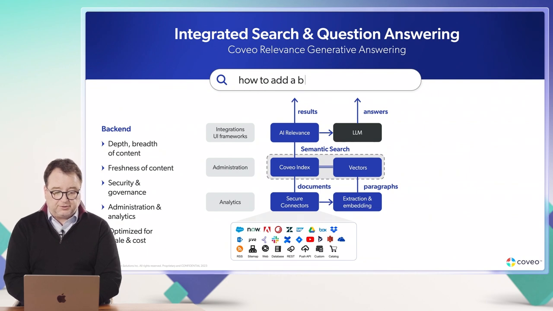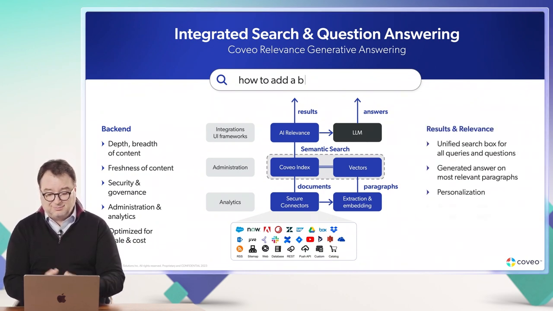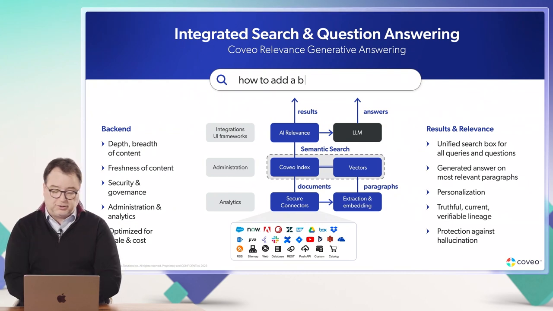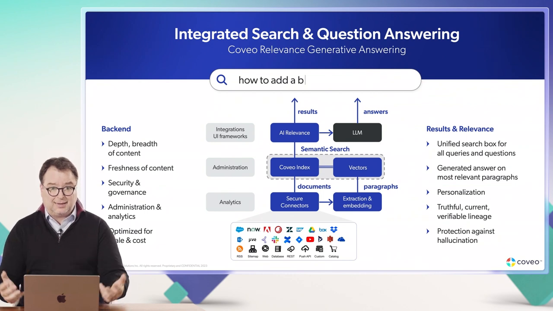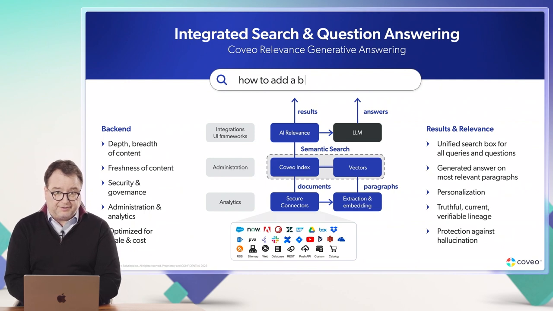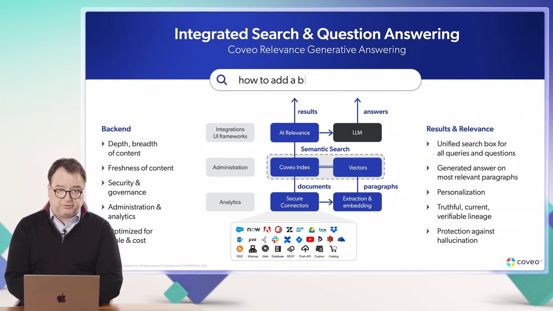There's security and governance that comes with the Coveo platform, administration analytics, and it's optimized for scale and cost. On the front end, there's an obvious advantage at having one unified search box for all of the queries, questions, and we think it's now an intent box. There are generated answers on the most relevant paragraphs only if we believe that a generated answer is bringing value. So there's personalization and contextualization that comes with the Coveo system.